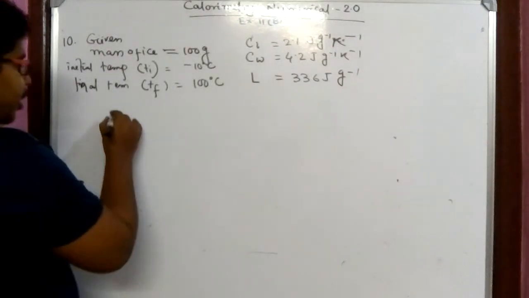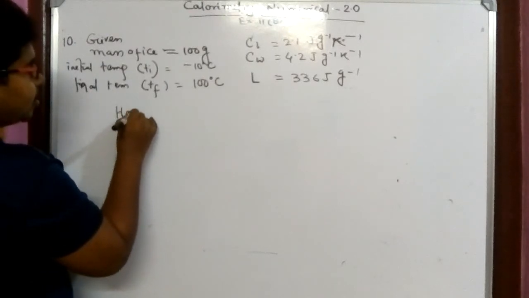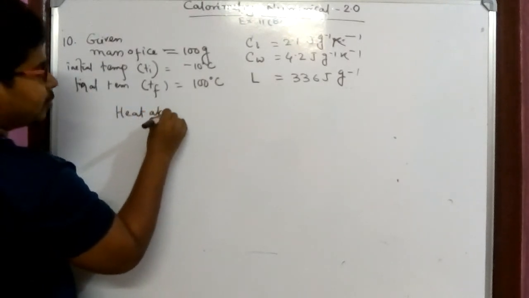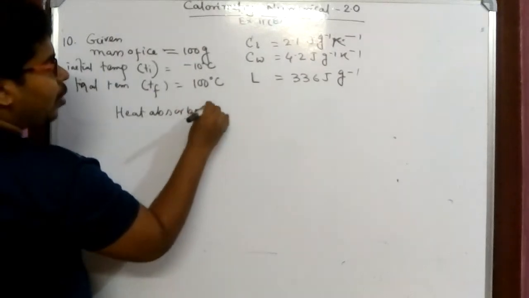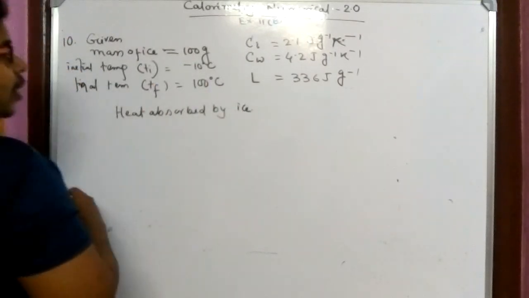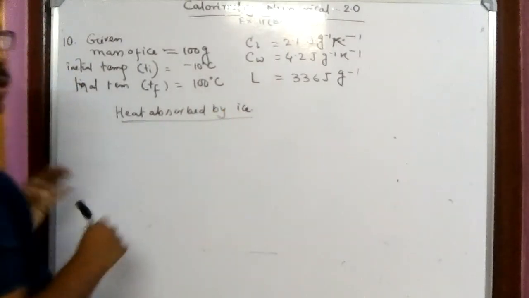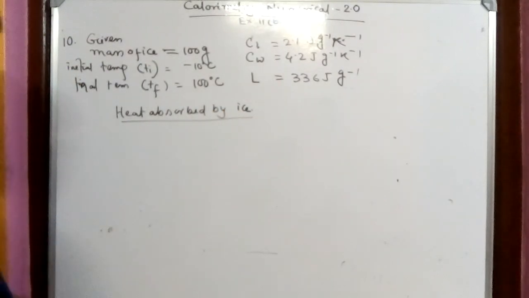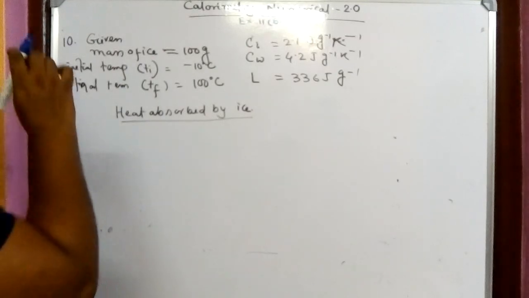Total heat energy means heat absorbed by ice. Now follow the steps. If you understand this numerical, then I think there shouldn't be any problem with any other numerical.